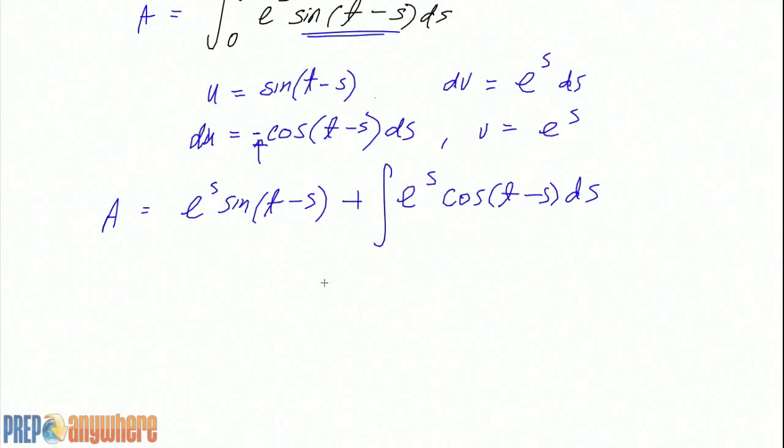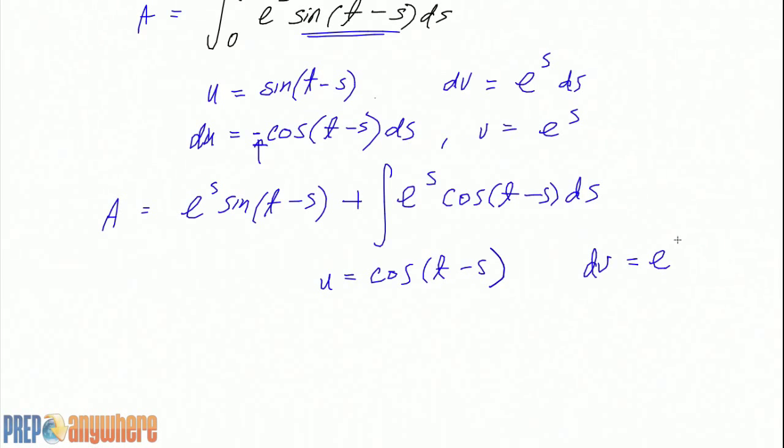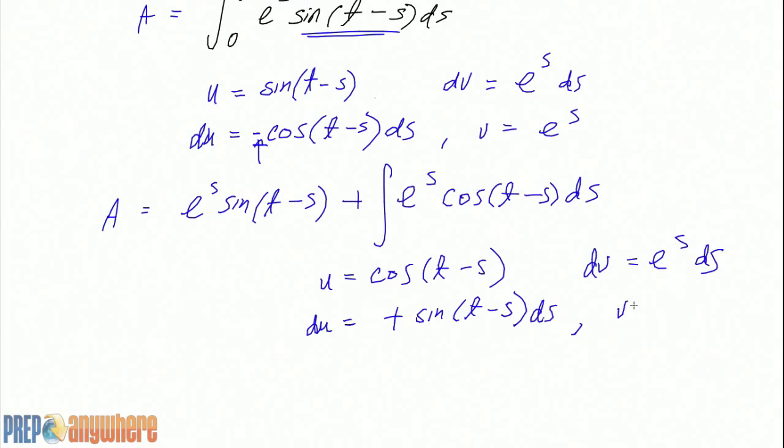Okay, again, same thing. Let's let u again, this time again the trig, let's pick the trig to be what we're going to differentiate, and dv to be e to the power of s ds. So here we get a minus sine t minus s, but if you differentiate t minus s, you get another -1, so you get plus, and v stays the same.